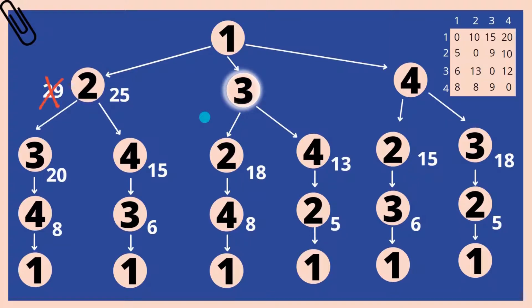Now coming to 3. A similar approach applies in 3 also. We will add the distance between 3 to 2 and add 18 to it. Then again the distance from 3 to 4 and add 13 to it. So the minimum is 25. Similarly, we will do it with 4. And in this case, the minimum is 23.